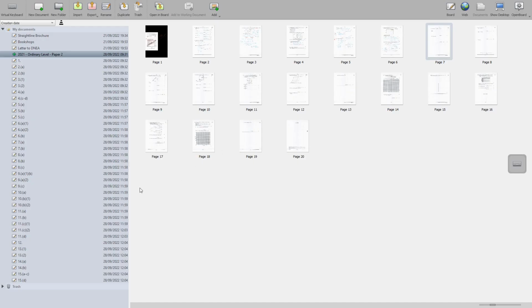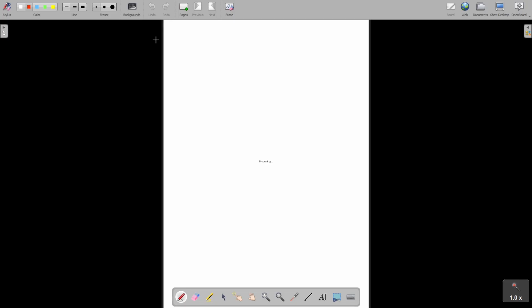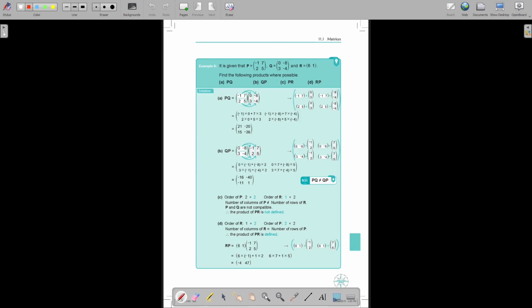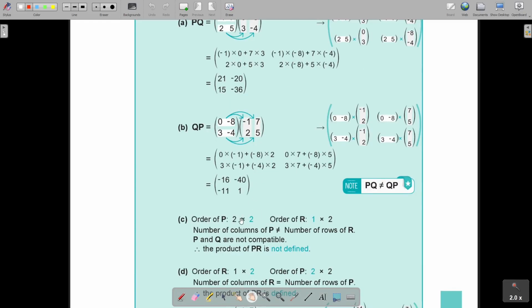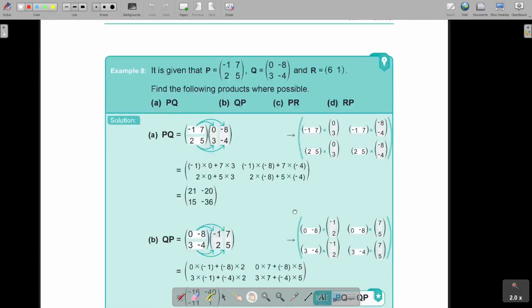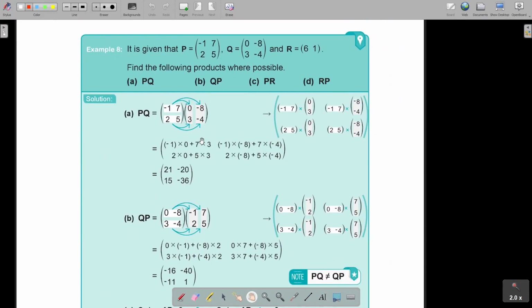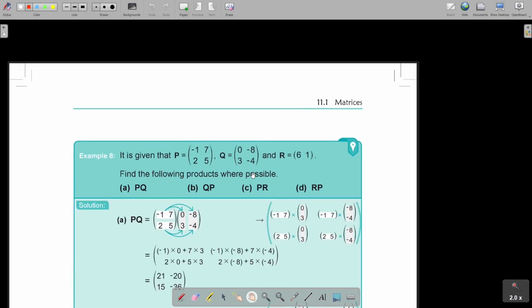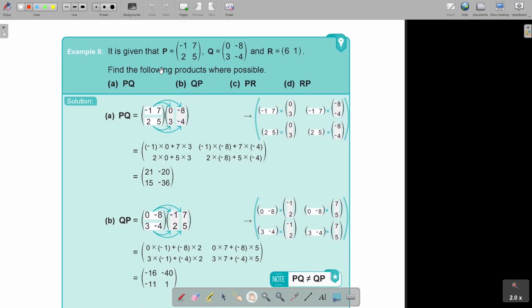I'm going to take you back to question 7. Okay, let's just refresh your memory on this. This is in book 2, part 2. This is page 563, and it's question number 8. I'm doing, this is in matrices, but vectors are in there, transformation geometry is also in there. Now I tried really to highlight to you how we multiply. So it's given that P, then they give you P and they give you Q. But at the end, I'm just going to do one, PQ.